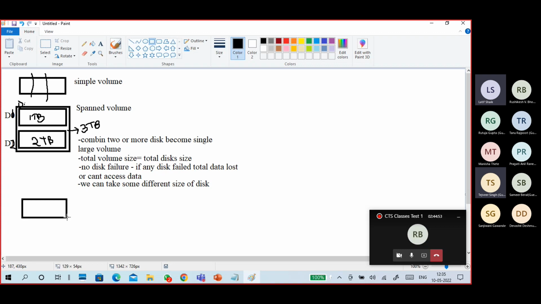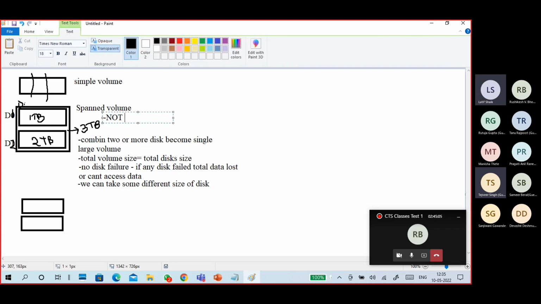So then we'll see. Guys, I have a disk. It's the same as a spanned volume, no difference. But a spanned volume is not a part of RAID, not a part of RAID levels.